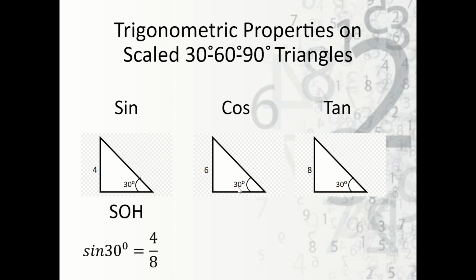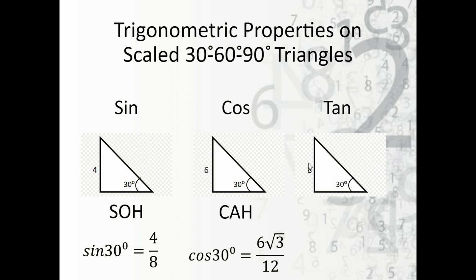Now cosine. Remember cosine is adjacent over hypotenuse. So the adjacent side is here, and we scaled it by 6. So it should be 6 square root of 3. And our hypotenuse should be 2 times 6, which is 12. So we should get 6 square root of 3 over 12.